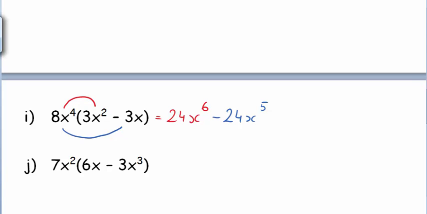The solution: 7x squared times 6x. So 7 times 6 is 42. X squared times x is simply x to the power of 3.